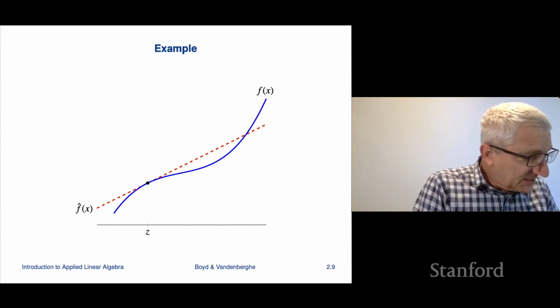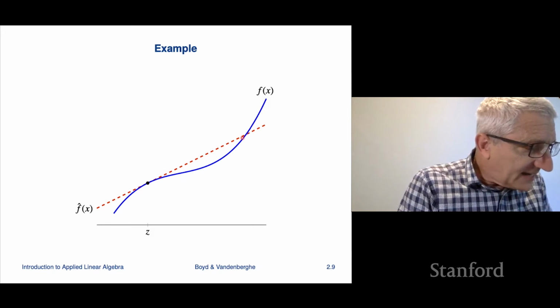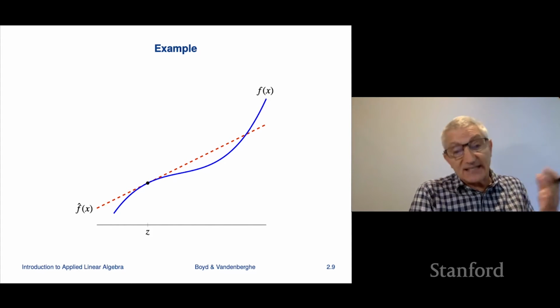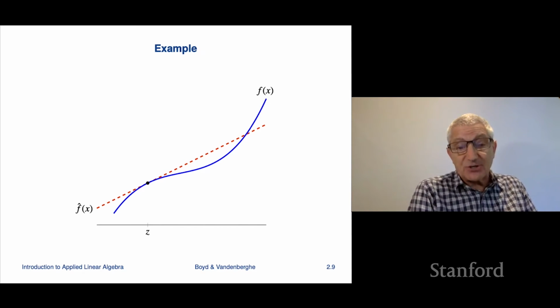And here's a point z. And then this red dashed line is the graph of f hat of x. And you can see it's a line, so it's an affine function.